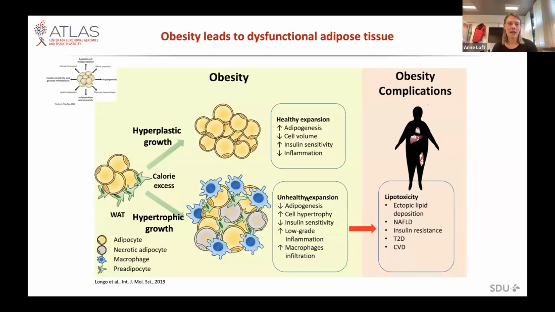So we have this hyperplastic growth, which is basically just differentiation of pre-adipocytes into mature adipocytes. That is generally regarded as a healthy way of expansion with adequate adipogenesis and little inflammation in the tissue. And then, on the other hand, we have this hypertrophic growth, which is regarded as a more unhealthy way of expansion with little adipogenesis and very much inflammation in the tissue. That then also confers a risk of developing these obesity-related complications.